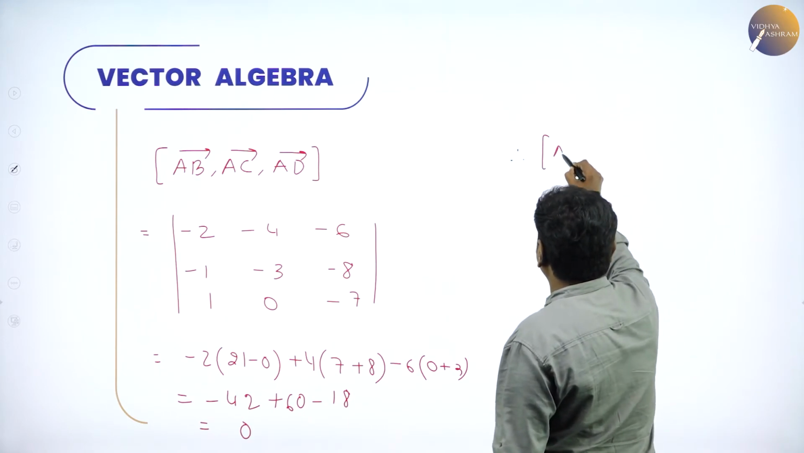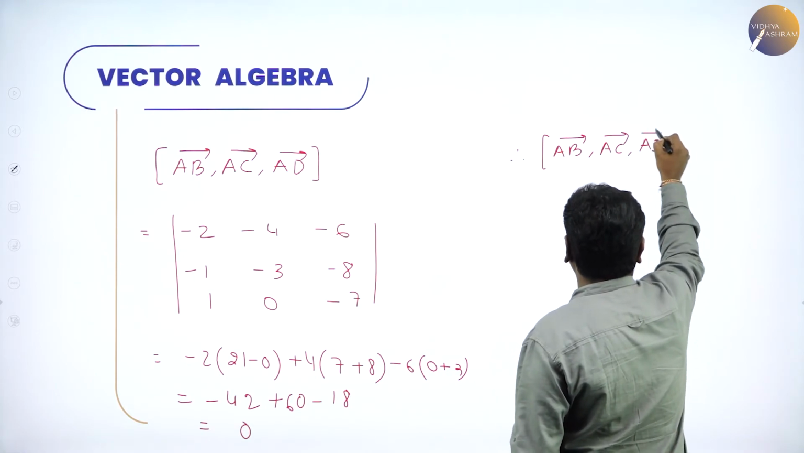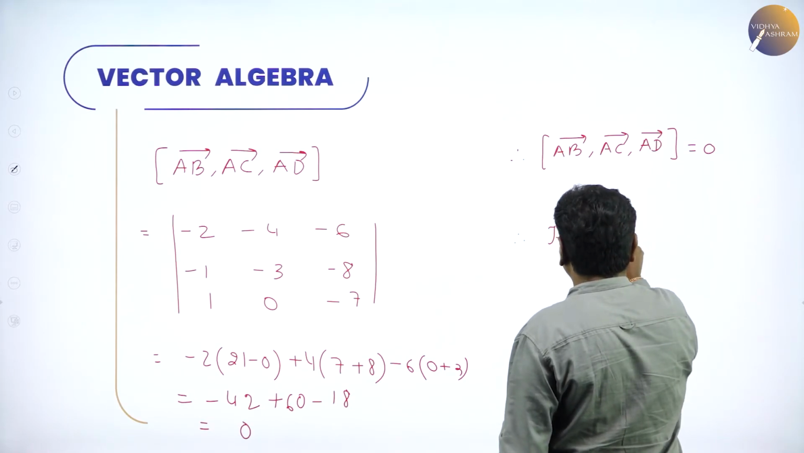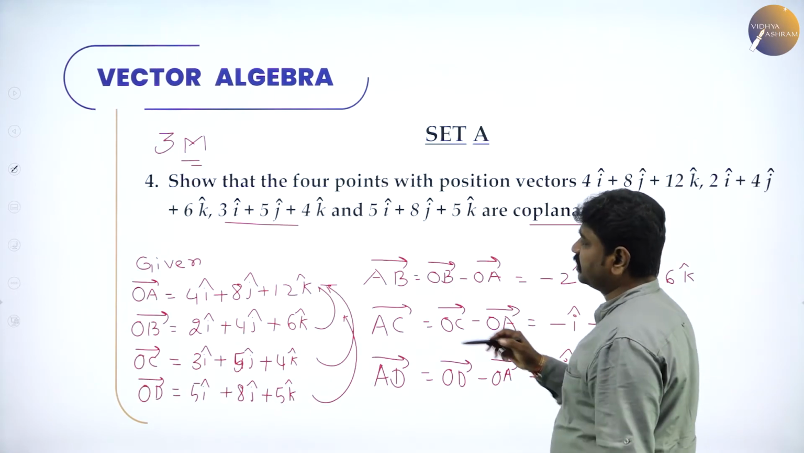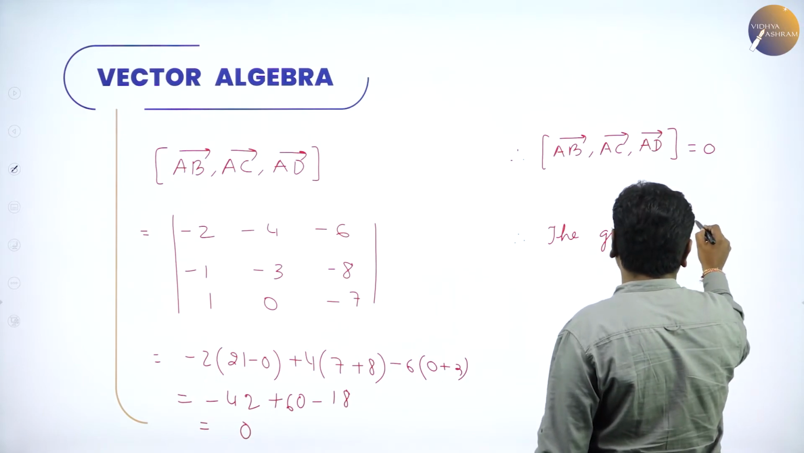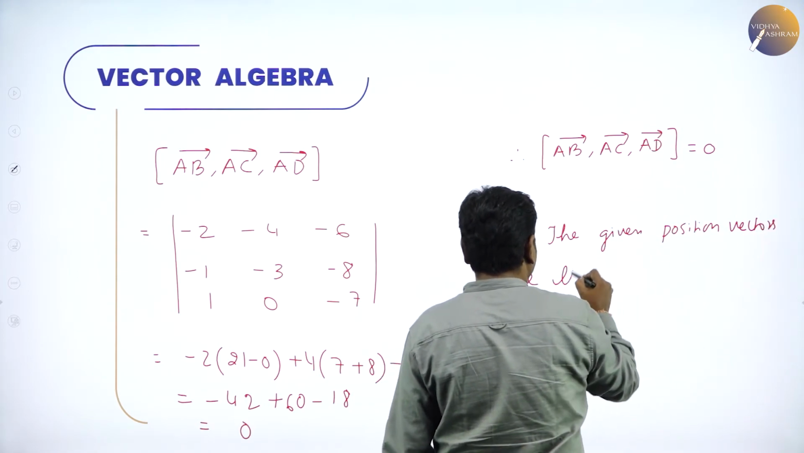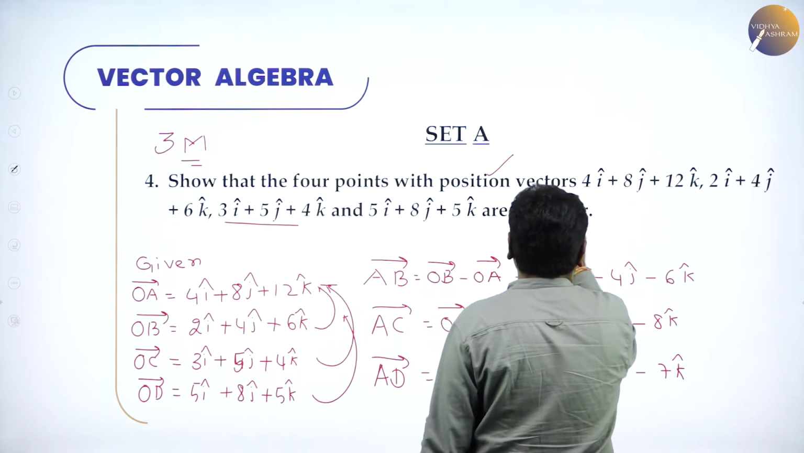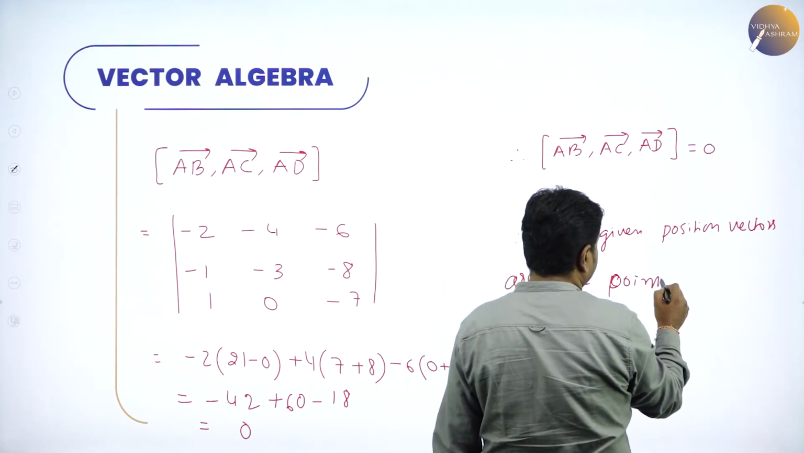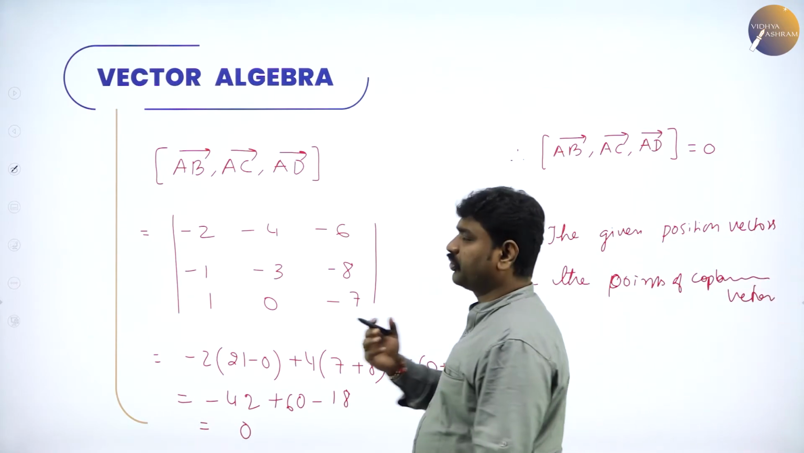Therefore, the box product [A, B, C], or scalar triple product, both are the same, is equal to 0. Therefore, the given vectors, whatever they gave, these are all position vectors they mentioned, OA, OB. So the given position vectors are the vectors of coplanar points. So they prove that they are coplanar. I hope all of you got it.